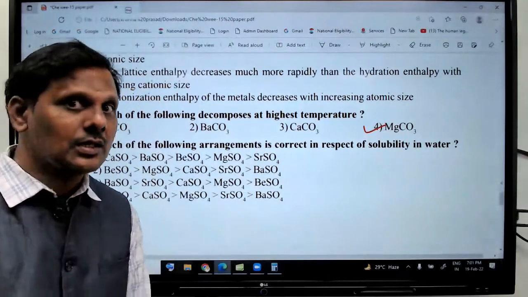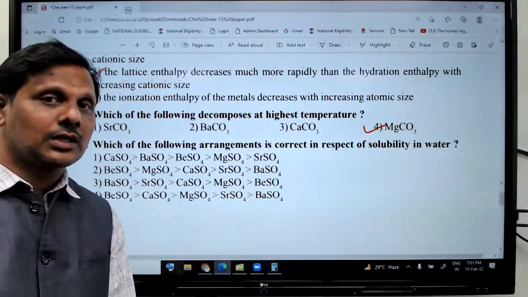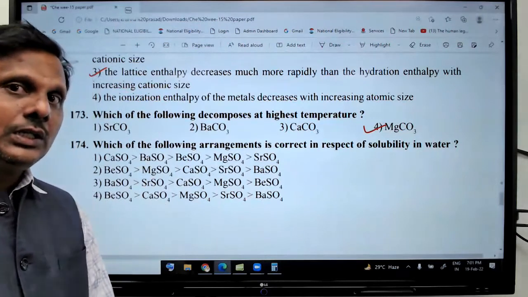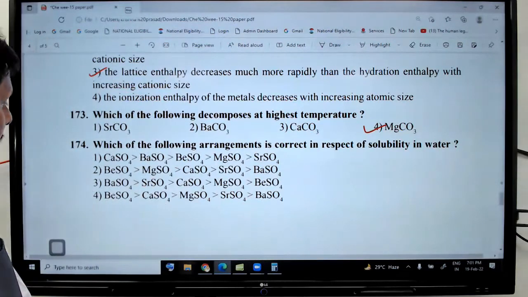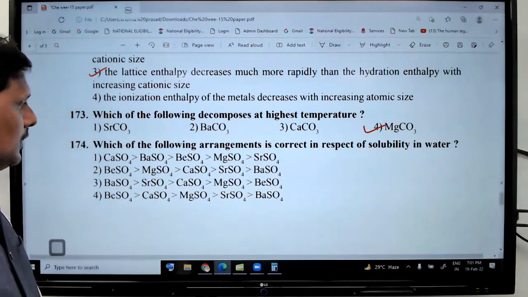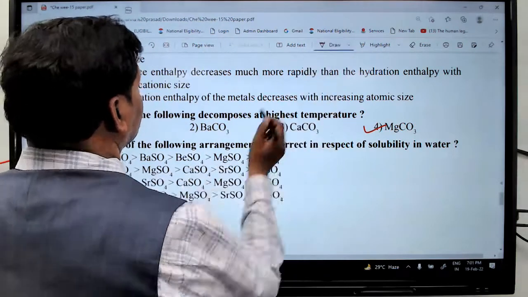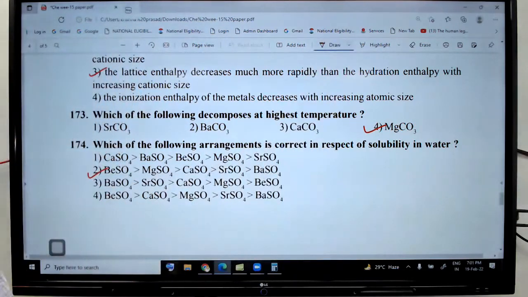Except hydroxides and oxides, for the remaining anions given, top to bottom solubility decreases. Solubility decreases, which is the second option. Only for hydroxides and oxides does solubility increase top to bottom; in the remaining cases it may decrease.